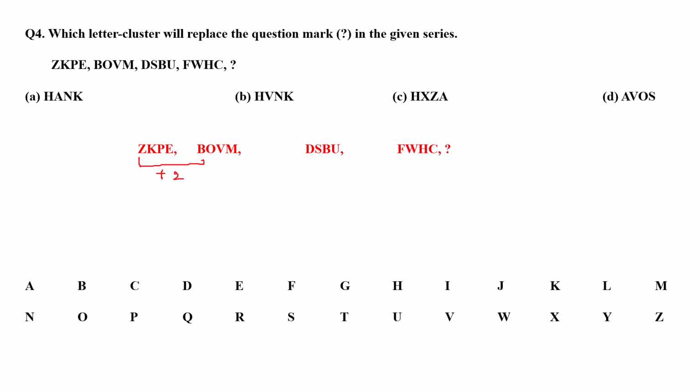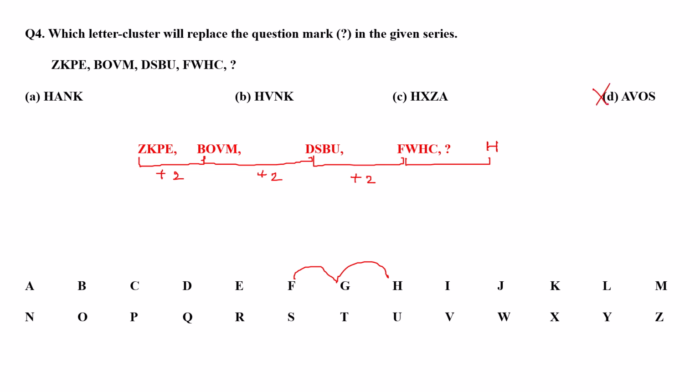Now same way, please check for B to D. So B to D is also 2 steps ahead. D to F is also 2 steps ahead, isn't it? Now from F also you have to move 2 steps ahead. So from F, if you move 2 steps ahead, you will reach H. And if you see in your options A, B, C, all the 3 options are starting with H. So only option D you can eliminate.